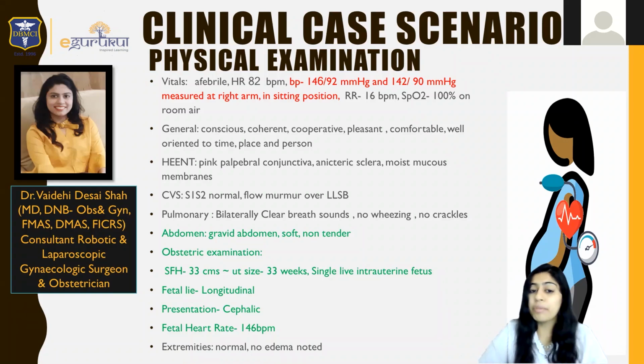The HEENT exam showed pink palpebral conjunctiva and sclera, moist mucous membranes. CVS had normal heart sounds with a normal flow murmur over the left lower sternal border. Pulmonary showed bilaterally clear breath sounds, no wheezing, no crackles. In the abdominal examination, the patient was pregnant, so she had a gravid abdomen, which was soft and non-tender.